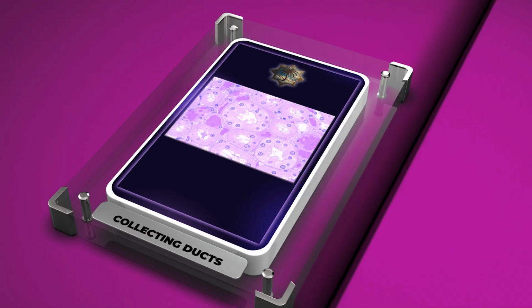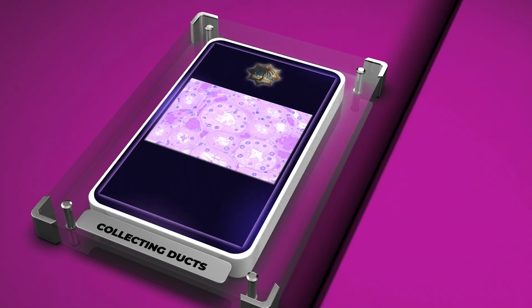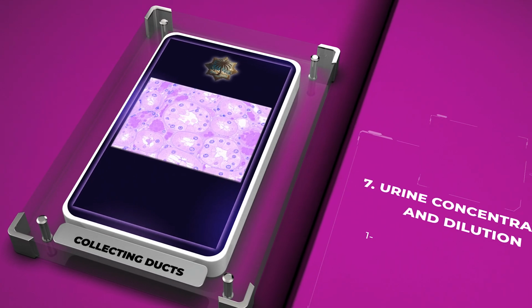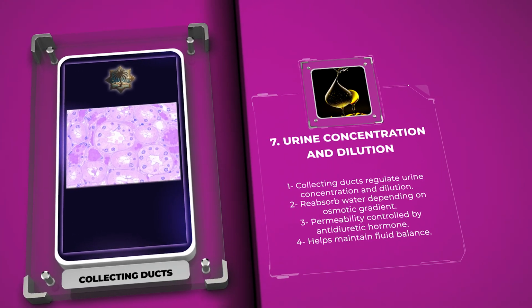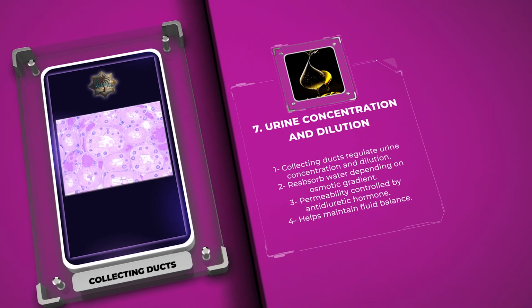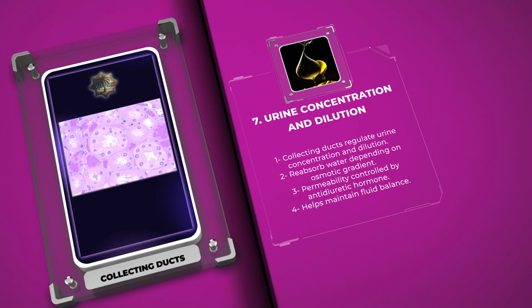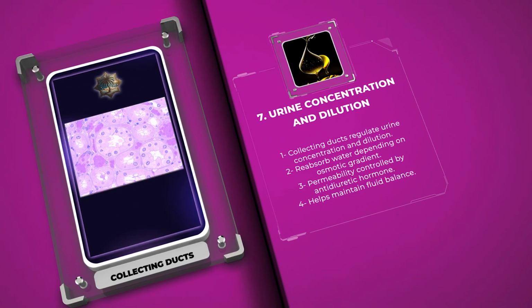The collecting ducts play a crucial role in regulating urine concentration and dilution. They are able to reabsorb water from the tubular lumen through specific channels, depending on the osmotic gradient in the loop of Henle. This allows the body to conserve water during dehydration or eliminate excess water during high fluid intake.